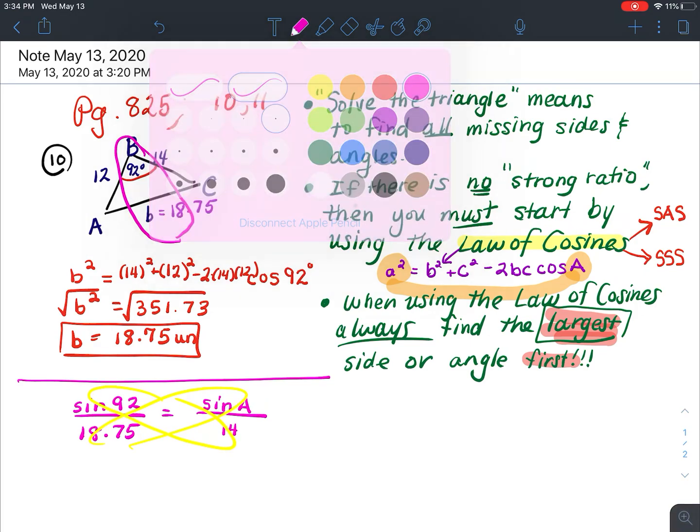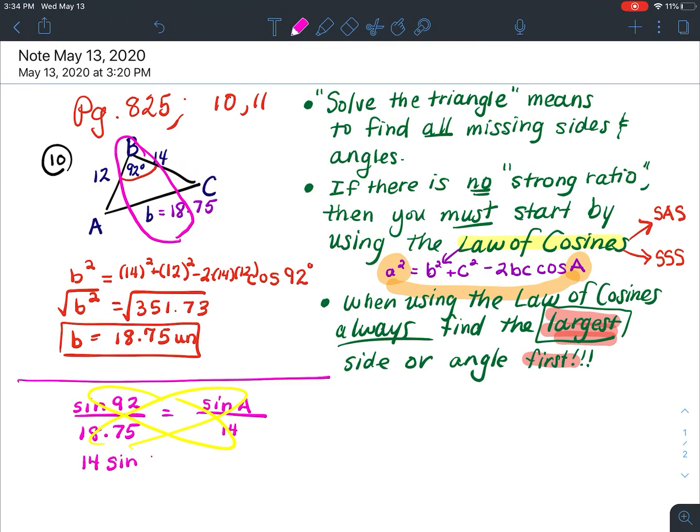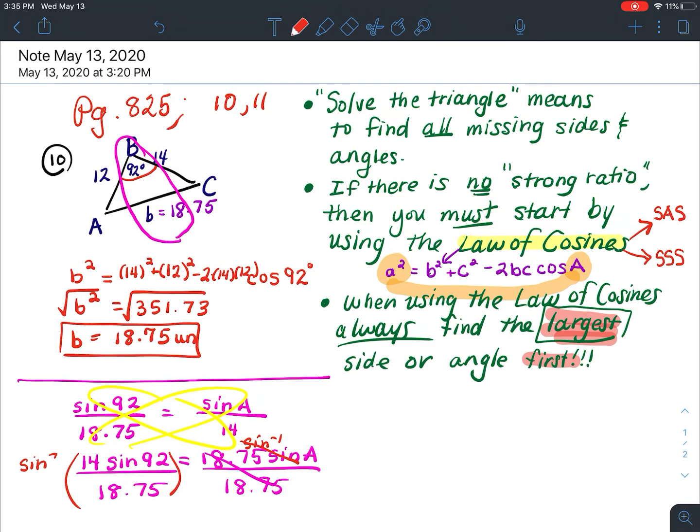We're going to cross multiply just like we have done before with law of sines. Okay, so I'm cross multiplying here, but notice I'm solving for a missing angle. So that means when I get to the end of this part here, I'm going to have to do the inverse sine in order to break this trig function off of angle A. Okay, so we're going to be typing in inverse sine of 14 sine 92 divided by 18.75, and I believe the angles we are rounding to the nearest degree. This is going to round to 48 degrees.